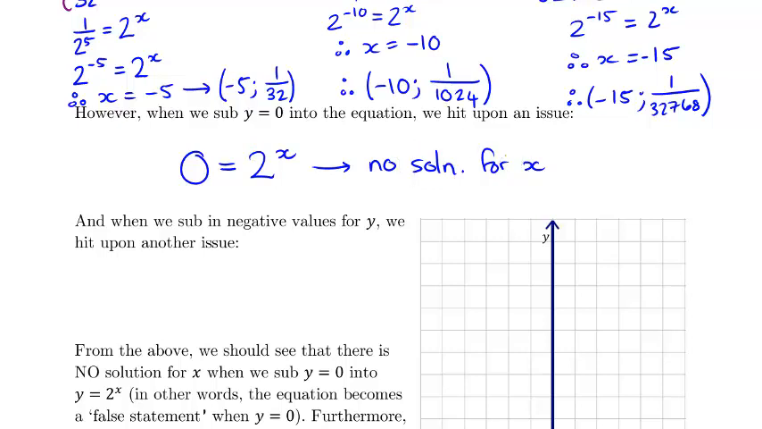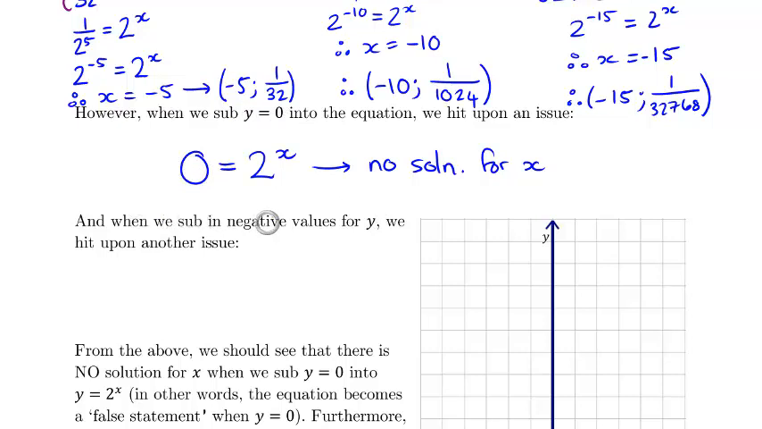Okay, go ahead, try it for yourselves, guys. Take 2, put it to a really large negative number. Your calculator is going to tell you that equals 0, but I guarantee it's not. It's just such a small number. It's so close to 0 that your calculator goes, I'm just going to say 0. Okay, so there's no solution for x. This is a false statement. Now, that's not the only value for y that we can sub in that causes a problem, guys.